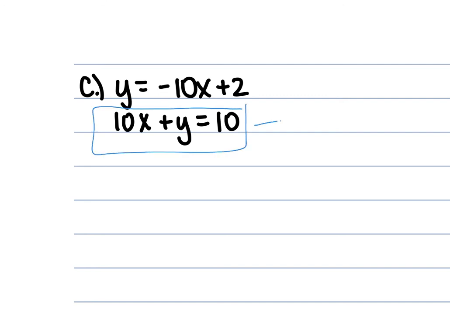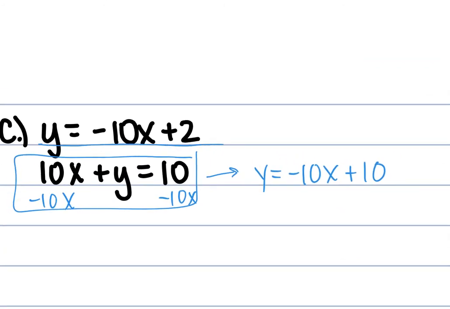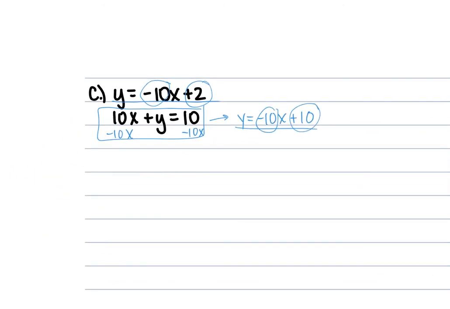So let's take a look at this one. We've got 10x plus y equals 10. What they did was they subtracted 10x from both sides, and they got y equals negative 10x plus 10. Now, compare this equation to the original one on top. They have the exact same slope, but different y-intercepts. That means that they are parallel lines, and parallel lines have no solution in a system of equations. So therefore, there's no solution.